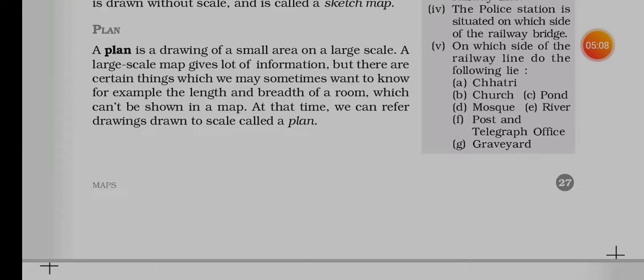But there are certain things which we may sometimes want to know. For example, the length and breadth of a room, which cannot be shown on a map. At that time we can refer to a drawing to a scale called a plan. So this is all about this chapter.